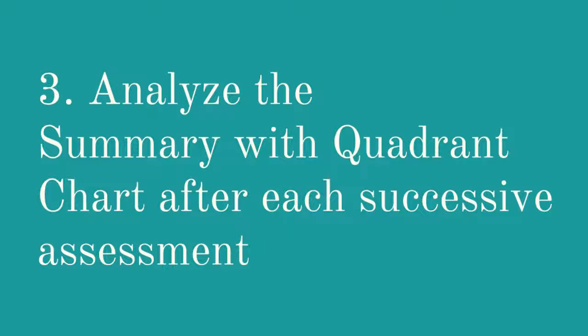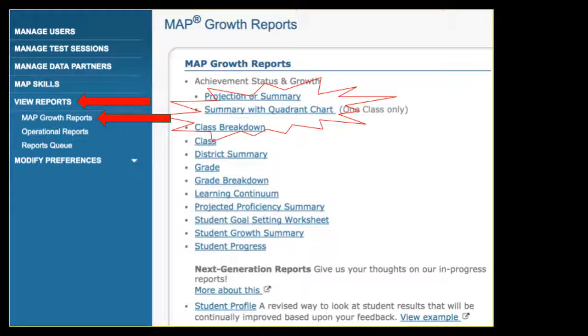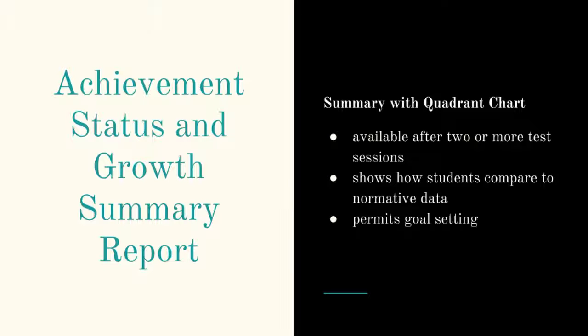Third step is to analyze the summary with quadrant chart after each successive assessment. This is again under View Reports, Map Growth Reports, the summary with quadrant chart. This will only do one class at a time. This will be available again after 2 or more test sessions. It won't be available after the first one. It will show how students compare to normative data, and it also permits goal setting. And we'll talk about goal setting at the very end, how you can actually set goals based on what data you're seeing on these reports.